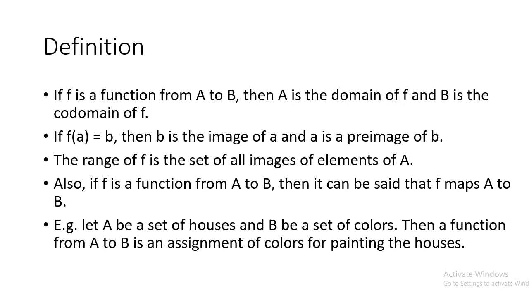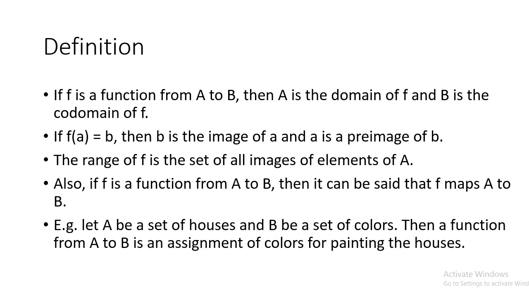Then if f(a) = b, we can say that b is the image of a and a is a pre-image of b. How can we define the range? The range of f is nothing but the set of all images of elements of A. Also, if f is a function from A to B, then it can be said that f maps A to B. For example, in a real life example, we can take houses and the colors to paint those houses.